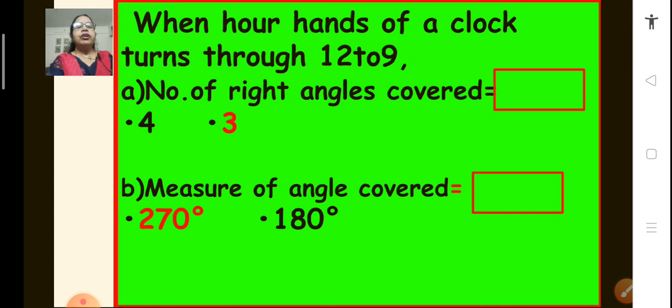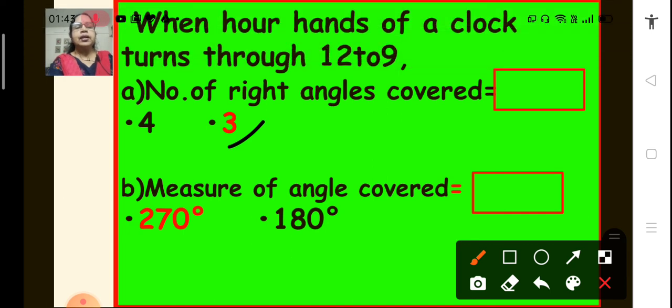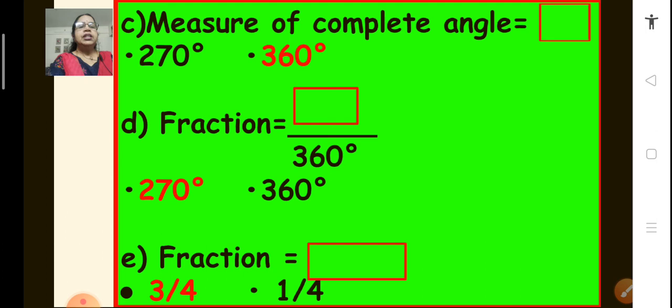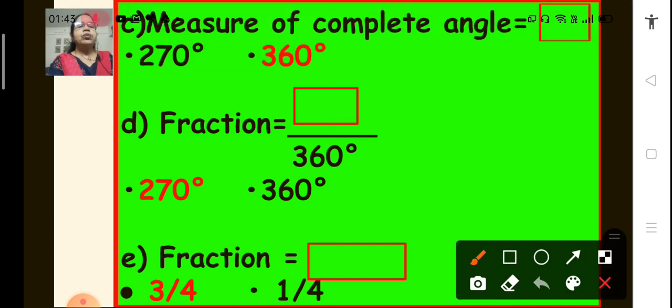So when the hour hand of a clock turns through 12 to 9, what is the number of right angles covered? They are 3, isn't it? They are 3 right angles, and the measure of the angle will be 3 right angles means it is 270 degree, and the measure of the complete angle is 360 degree. We know that. So this is the right one. And what will be the fraction? It will be 270 upon 360. So here we have to fill 270 degree.